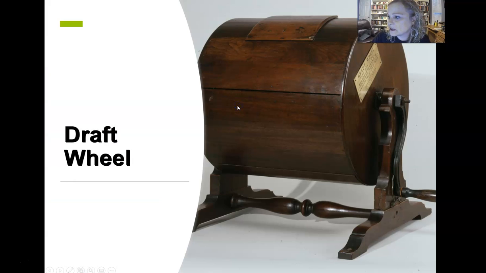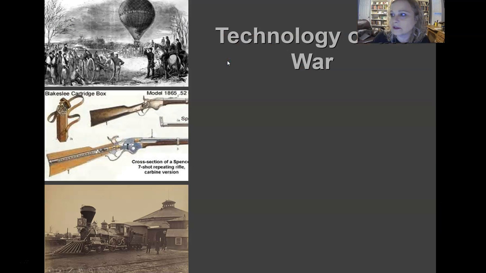Just of interest, this is an image of a draft wheel that's in one of the New York museums. So it almost looked like a bingo draw, like with their numbers being called. So that's what a draft wheel would have looked like.